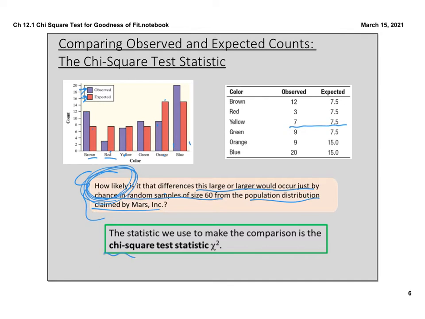We have to use a chi-square test statistic. Okay, so the statistic we use to make the comparison is called a chi-square. Chi is how you say that. And the Greek letter chi looks like an X. The X has kind of a squirrely piece to it, but that's read chi.